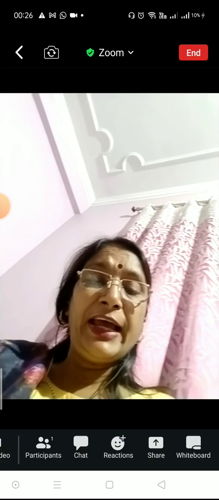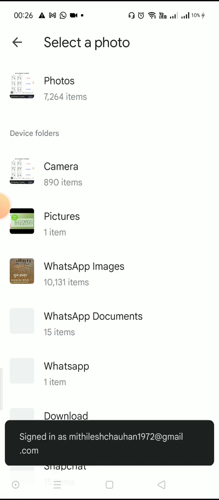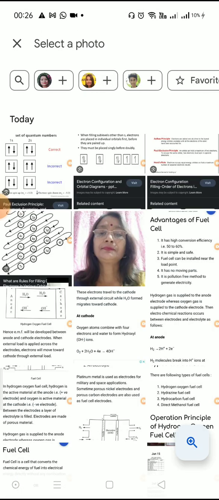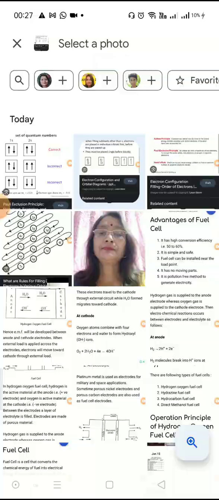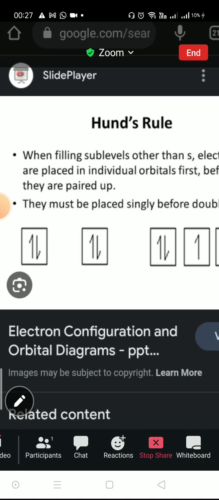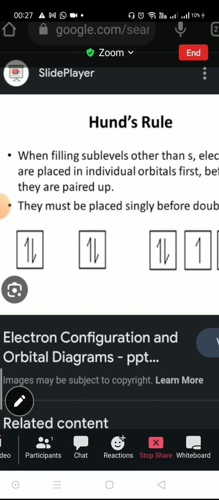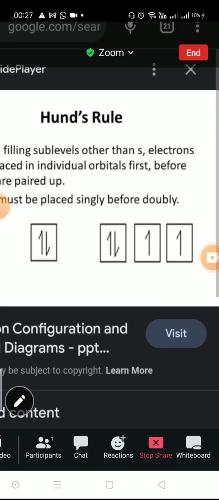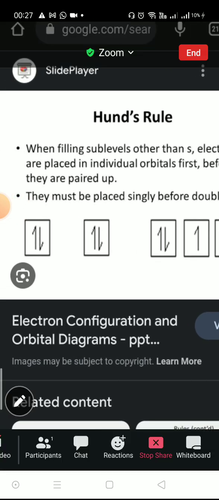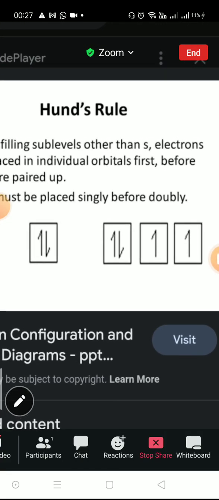Now moving ahead for the third rule. Third rule is Hund's rule of maximum multiplicity. Hund's rule of maximum multiplicity states that for electron pairing in p, d and f subshells, that is, when filling subshells other than s, electrons are placed in individual orbitals first before they are paired. What does this mean?